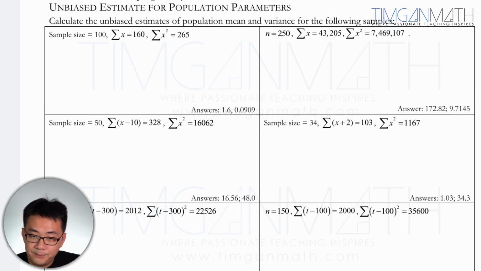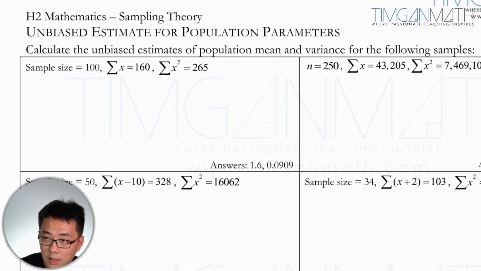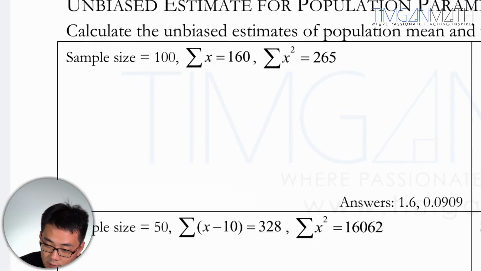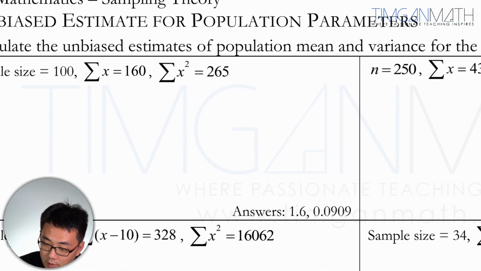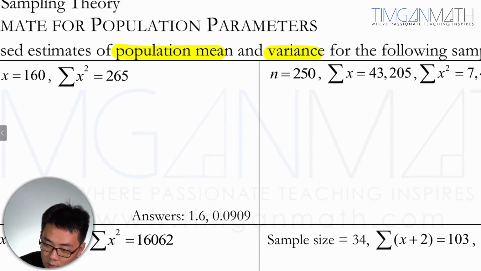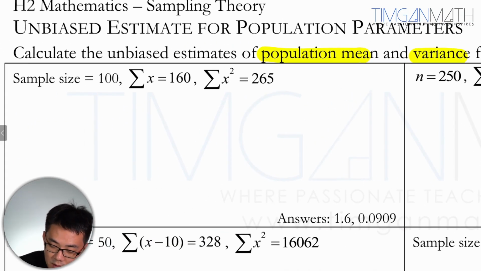Okay, this part here, I know some schools will say use the formula, memorize the formula. So for example, if you want to find the unbiased estimation of population mean and variance. Oh, this one is okay lah. This one just use the formula. Okay, so this is just the mean.